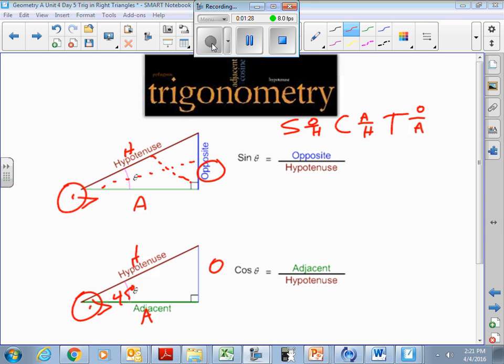What I was going to say is that I'm going to erase this part. If you're watching from up here, this would be O, and this would be A. The O and the A switch, but the H never switches. Is that an H there? Yeah, it's an H. H for hypotenuse, O for opposite, A for adjacent.